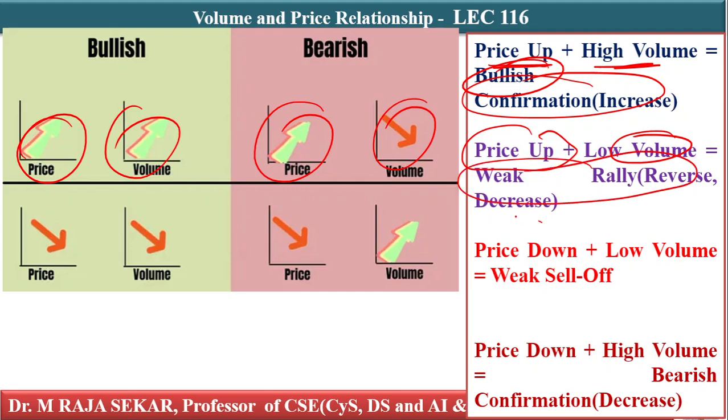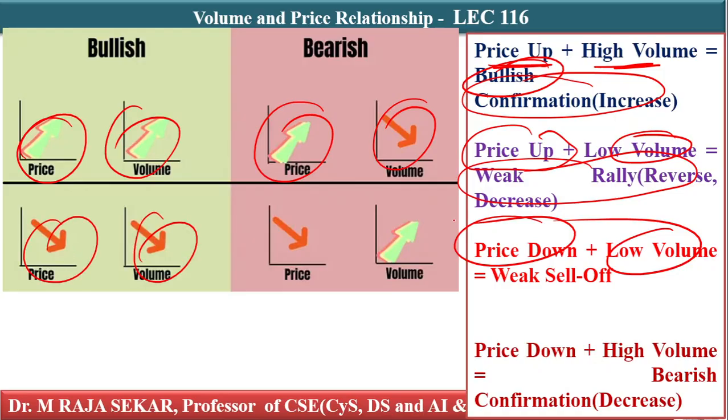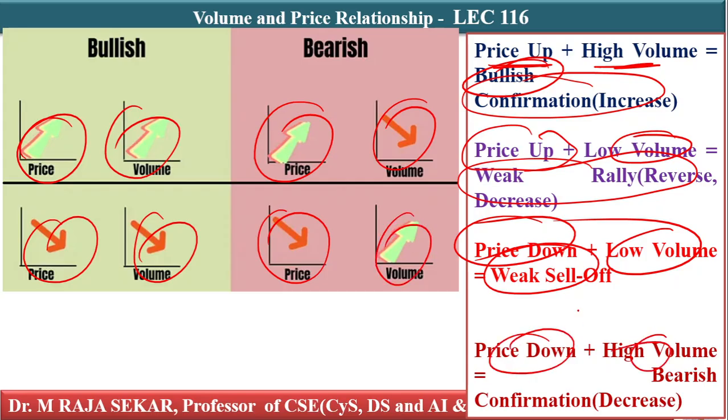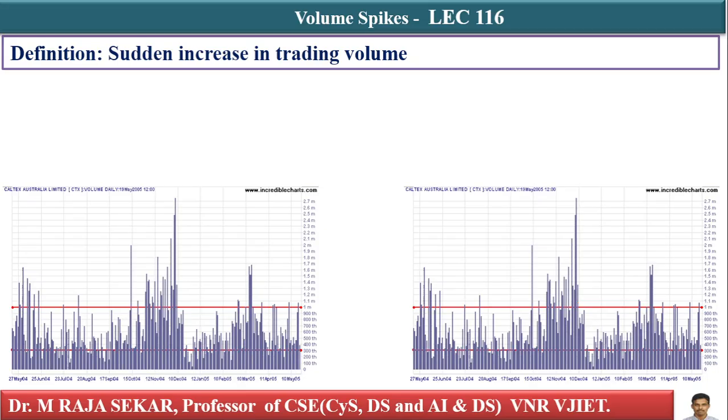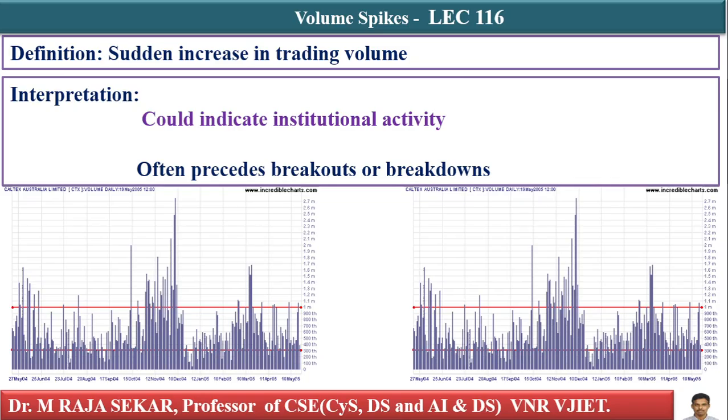Next one is price down, low volume. Price down with low volume means a weak sell off. Price down with high volume means confirmation of the downtrend increases. These are the cases which we discussed. What are volume spikes? A sudden increase in trading volume. The interpretation is that it could indicate institutional activity and often precedes breakouts or breakdowns.